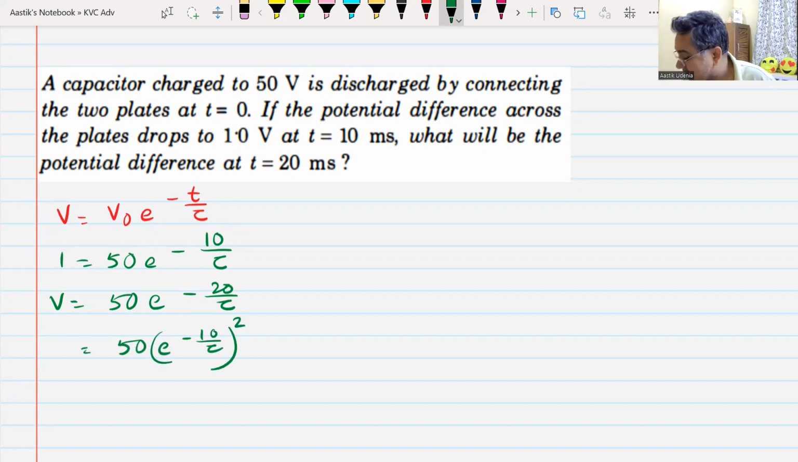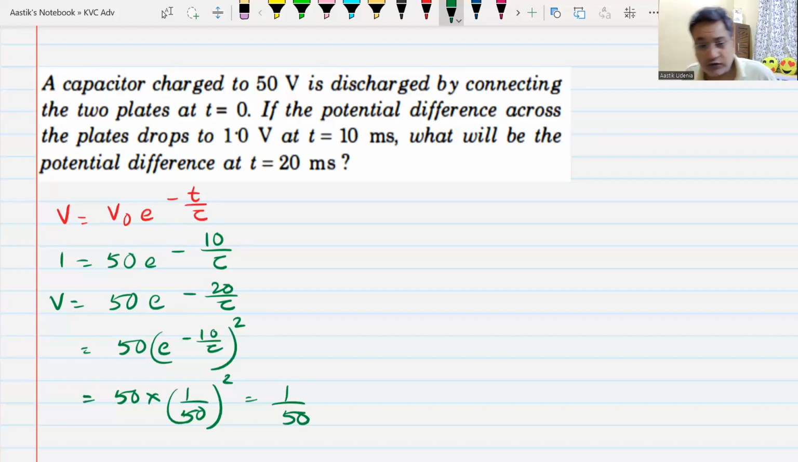And that we already know, e raised to the power minus t by tau is 1 by 50. So this becomes 50 multiplied by (1 by 50) squared. So the answer would be 1 by 50, that is 0.02 volts. Everyone understands this? Understood, sir. Everyone got this? Yes, sir.